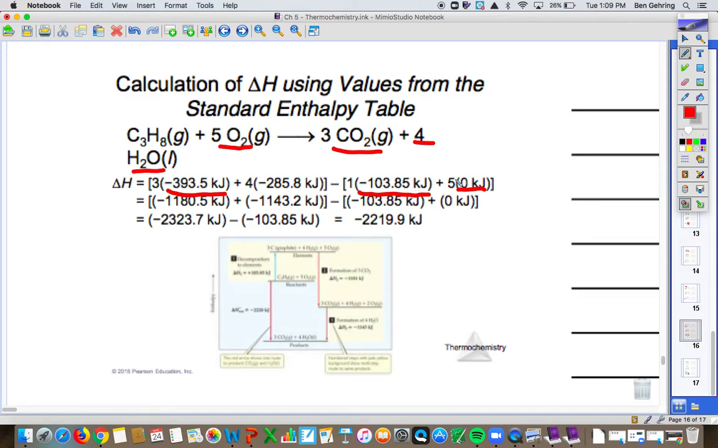Then you multiply all these together. So 3 times negative 393.5 gives you negative 1,180.5. 4 times negative 285.8 gives you negative 1,143.2. I'm still going to subtract 1 times negative 103.85, which is negative 103.85, and then 0. So I'm going to combine these 2, add them together.